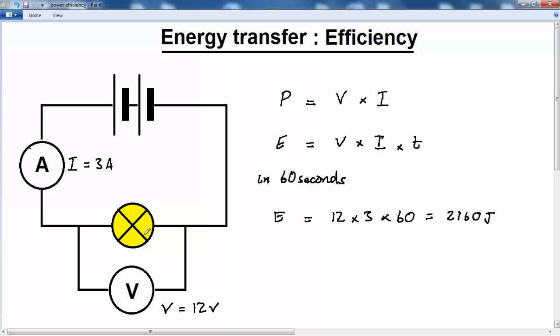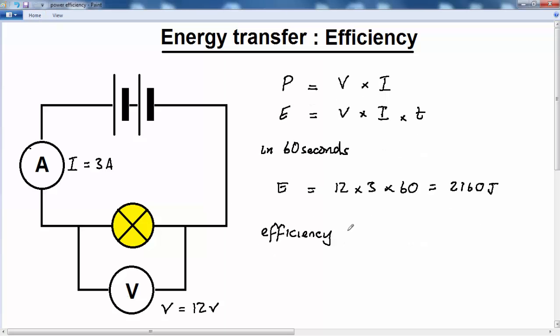Now the problem is that not all the energy supplied to an electrical device is transferred into useful energy. So for example, in the case of this light bulb, we want the energy supplied to it to be transferred into light energy, but not all of that energy is transferred into light energy. In fact, in the old-fashioned incandescent light bulbs, most of the energy supplied to a light bulb is transferred into heat energy, and that energy is lost, it's wasted. So we can talk about the efficiency of a light bulb or an electrical device. And we can say that the efficiency is equal to the useful energy divided by the energy consumed.